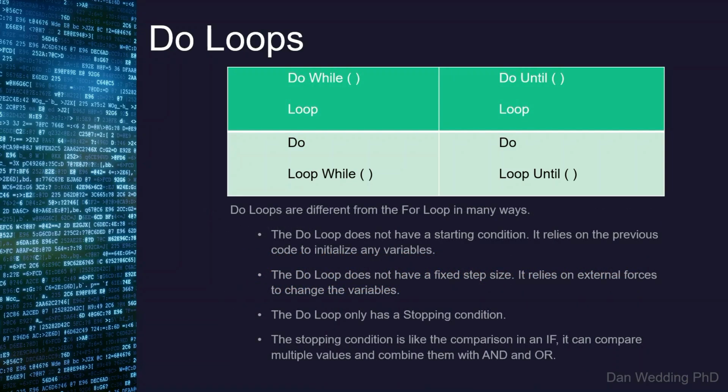Do loops are different from the for loop in many ways. The do loop does not have a starting condition. It relies on the previous code to initialize any variables. The do loop does not have a fixed step size. It relies on external forces to change the variable. The do loop only has a stopping condition. The stopping condition is like the comparison in an if. It can compare multiple values and combine them with and or.